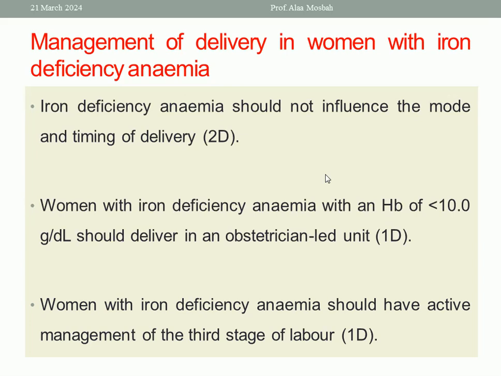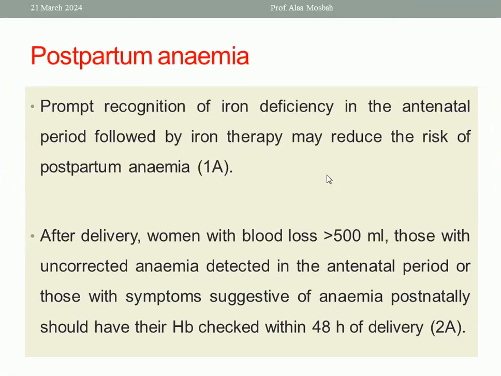Women with iron deficiency anemia should have active management of third stage of labor. As all of us know, the active management of third stage of labor is associated with less blood loss. Suppose the woman already has iron deficiency anemia. I don't want more loss of blood. So yes, active management of third stage is better than conservative management to decrease the blood loss.